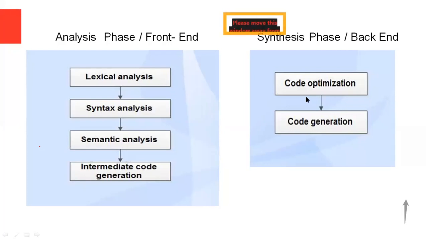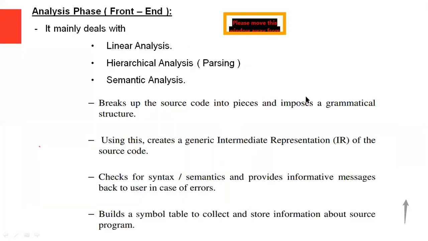In the analysis phase we have four phases. In the synthesis phase we have two phases. So that is the grouping of phases into passes. Next, the analysis phase, the front end, mainly deals with linear analysis, hierarchical analysis and semantic analysis. Linear analysis means lexical analysis, and hierarchical analysis means parsing. So we can get a parse tree.